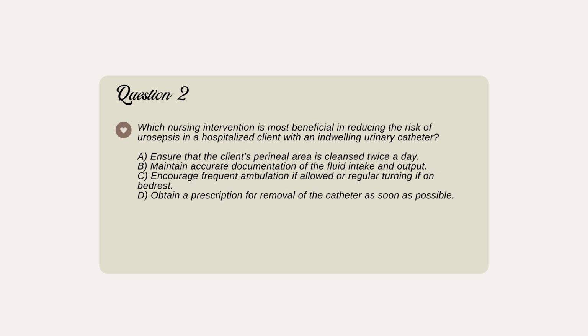Question number 2. Which nursing intervention is most beneficial in reducing the risk of urosepsis in a hospitalized client with an indwelling urinary catheter? A. Ensure that the client's perineal area is cleansed twice a day. B. Maintain accurate documentation of the fluid intake and output. C. Encourage frequent ambulation if allowed or regular turning if on bed rest. D. Obtain a prescription for removal of the catheter as soon as possible.